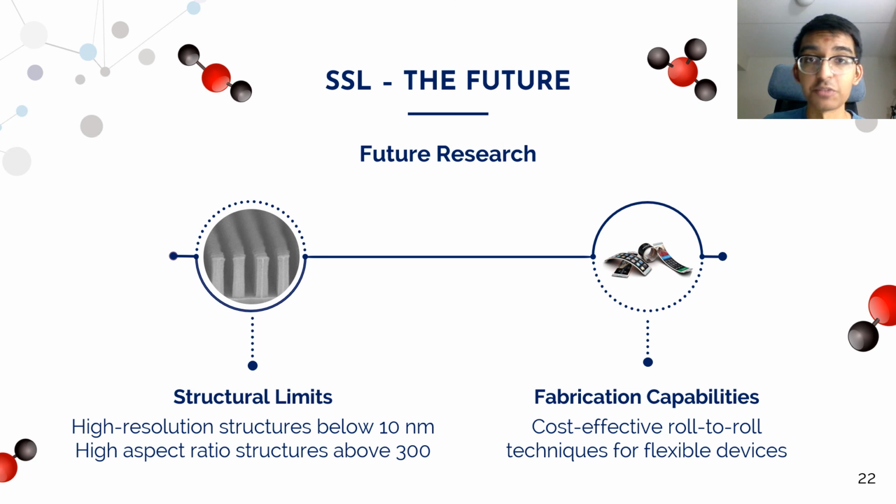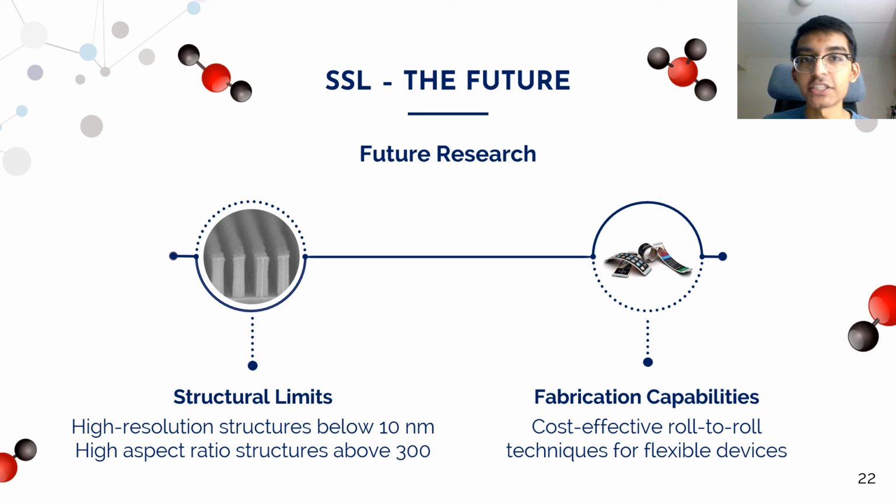Although SSL has made great advancements, there are still many issues which must be solved to broaden its applications. As SSL has structural limits of fabricating only 10 nanometer resolution and aspect ratios of up to 300 at max, further research must be done to fabricate nanostructures with resolutions below 10 nanometers and aspect ratios above 300 to improve its ability to integrate into applications and be customized according to what it needs to be used for.